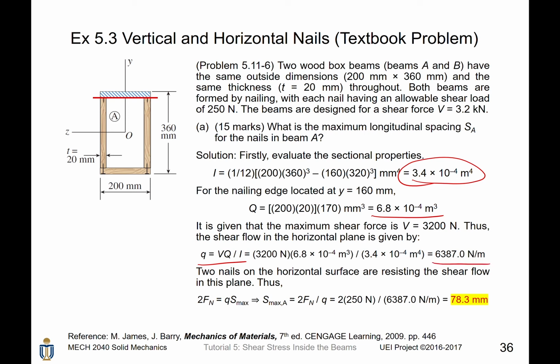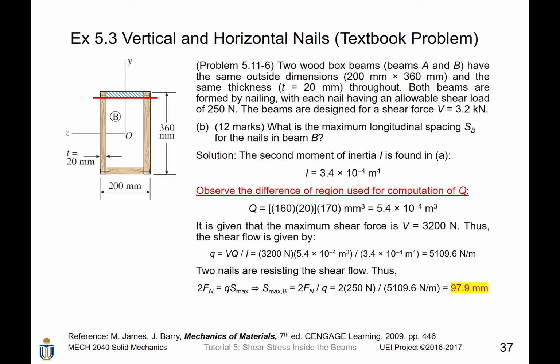6,387 newtons per meter. Since two nails located here are resisting the shear flow, and the force exerted on each nail is given by the shear flow times the spacing, we can write 2 times the allowable force of a nail equals the shear flow times the maximum spacing. Then the maximum spacing is given by 2 times the allowable force of the nail divided by the shear flow, which is 78.3 millimeters.